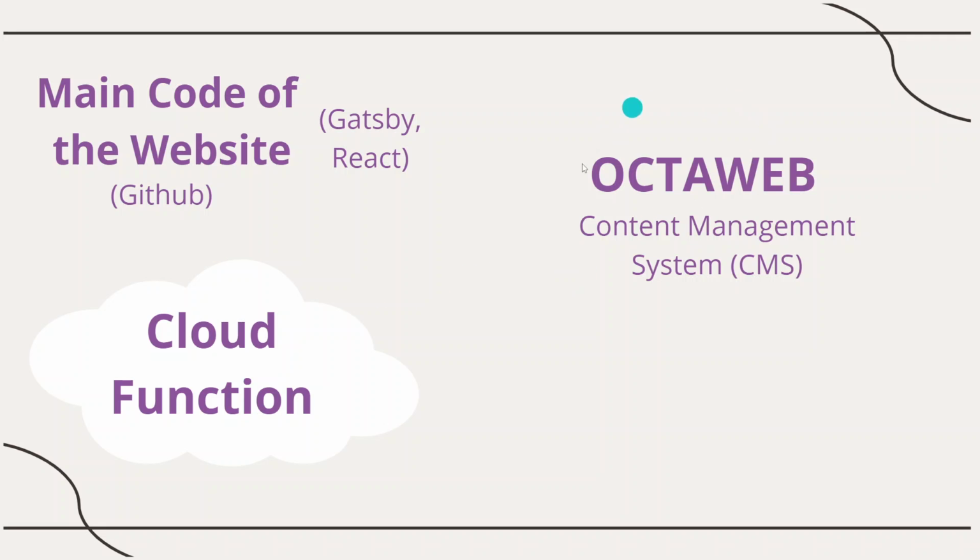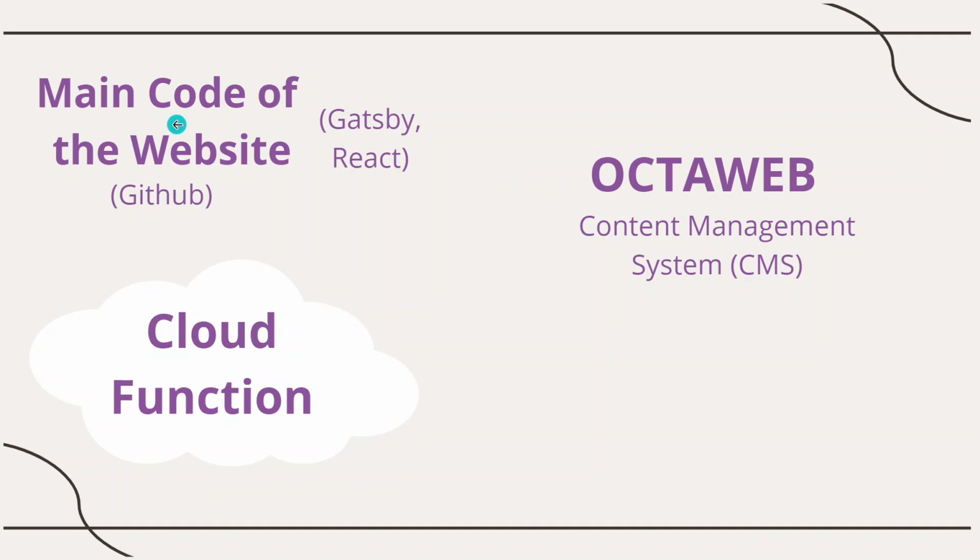The second thing is the OCTAWEB, which is our content management system, in which all the content of our website, that is blogs, along with the events, members, WIT things, podcast, all those stuffs are basically present in this content management system, that is OCTAWEB. And I'm going to show you the actual website or actual system where it is present. And this main code of the website along with the cloud function is present on GitHub.